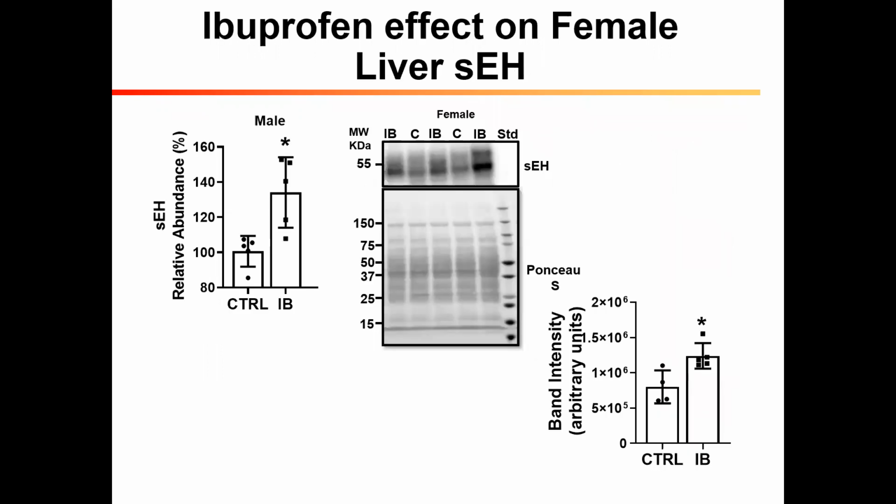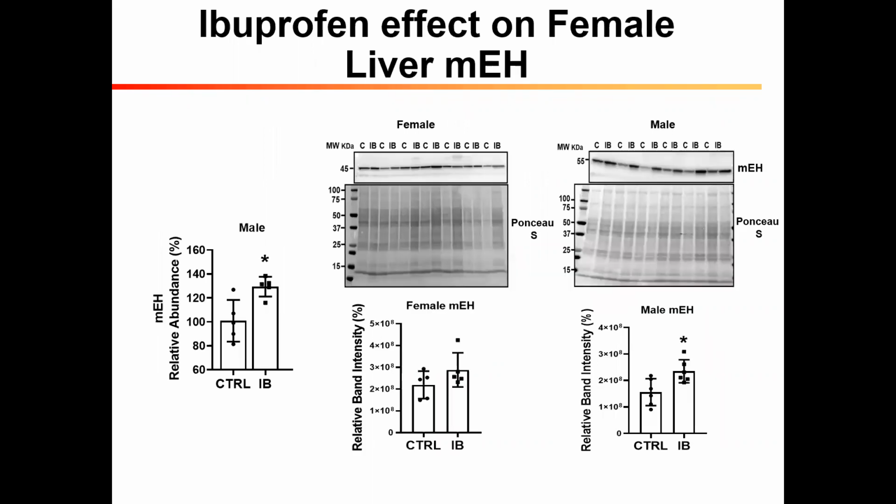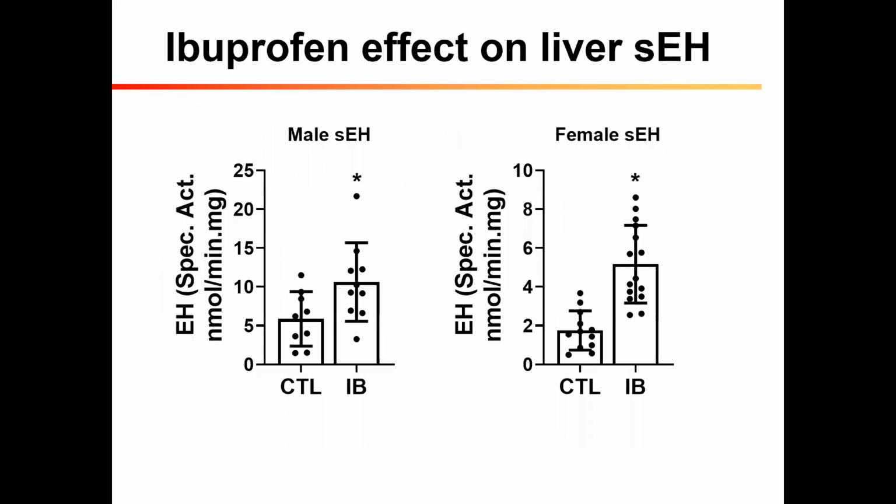Now, we wanted to see by Western blotting, did it actually increase? And yes, it does. So not just by mass spec, but by the Western blot, we're seeing that soluble epoxide hydroxylase is increasing. And when we look at mitochondrial epoxide hydroxylase, though, we see that it's only increasing in males and not in females. Soluble epoxide hydroxylase, which is the more important one, increases in both males and females, but only males have the mitochondrial epoxide hydroxylase increasing.